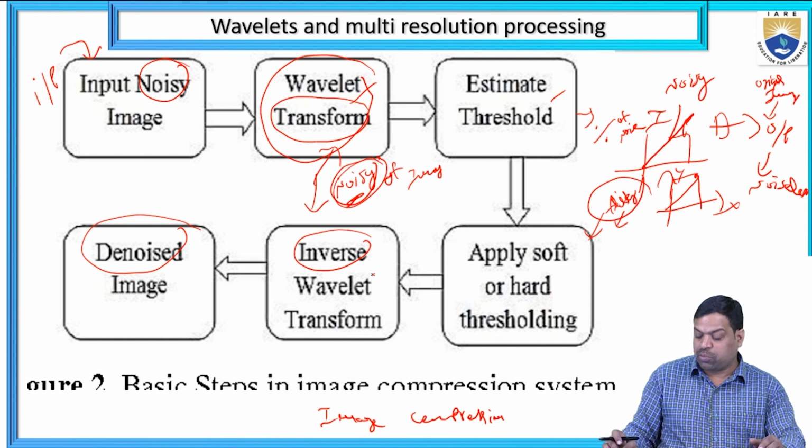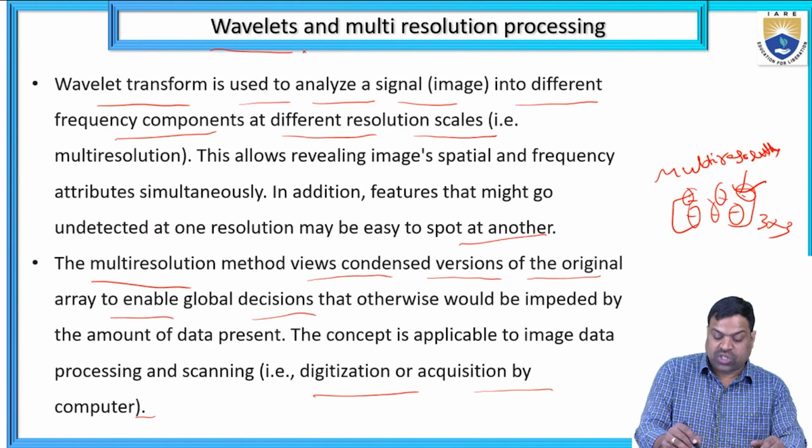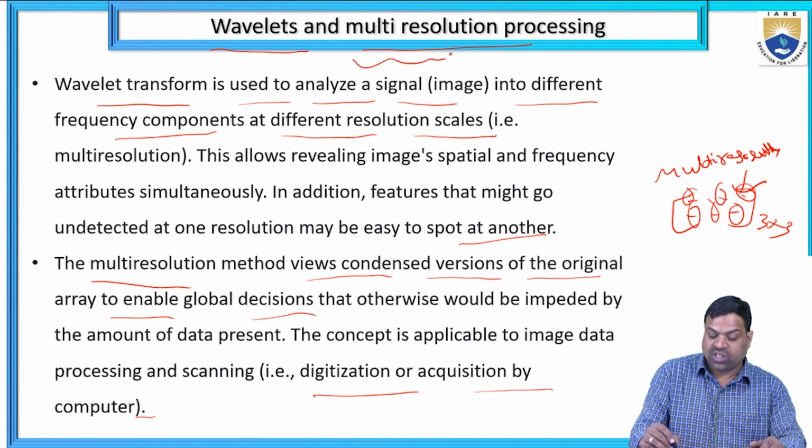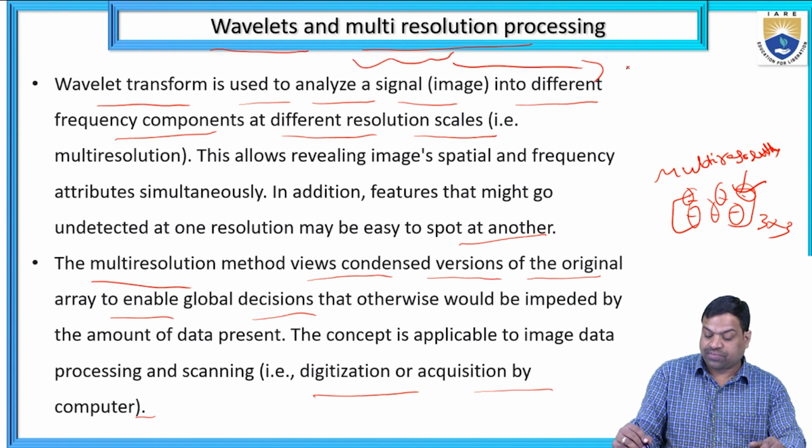So what are the image compression techniques? In image compression, wavelets and multi-resolution are all used for compression of the image.